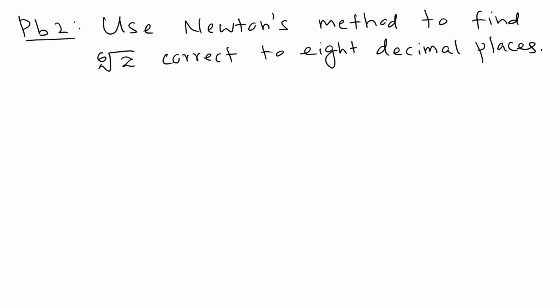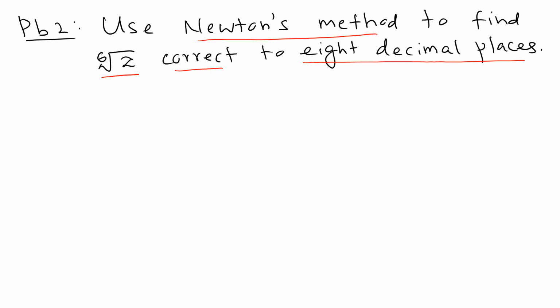The next problem is: use Newton's method to find the sixth root of 2, correct to 8 decimal places. So you need this one correct to 8 decimal places. The idea is the same, but how to start this problem? You need to find the sixth root of 2, so that means you need to come up with the equation for that.